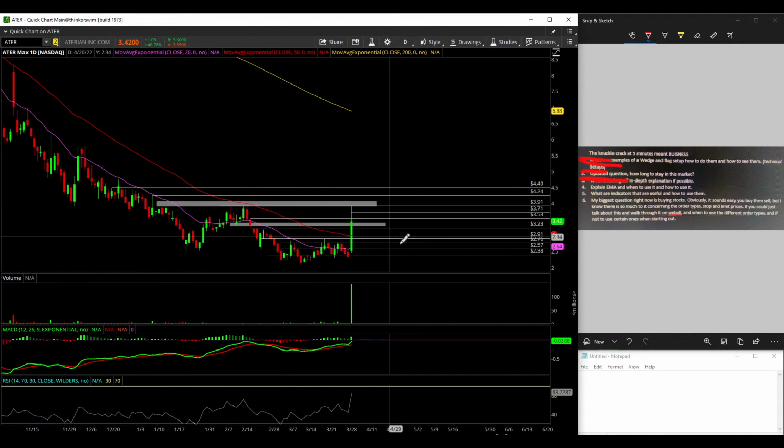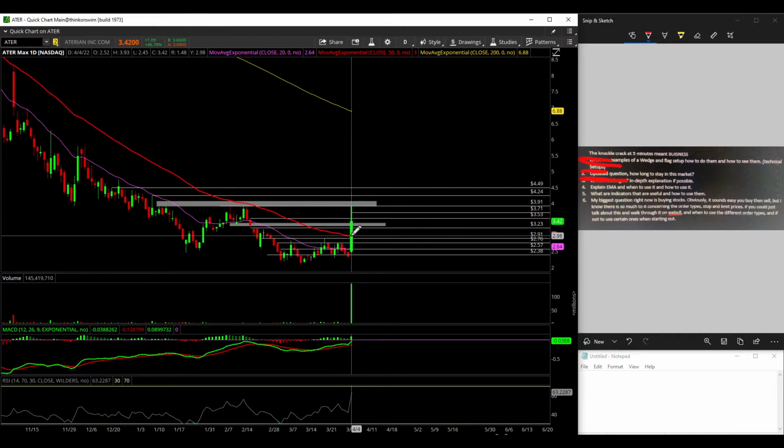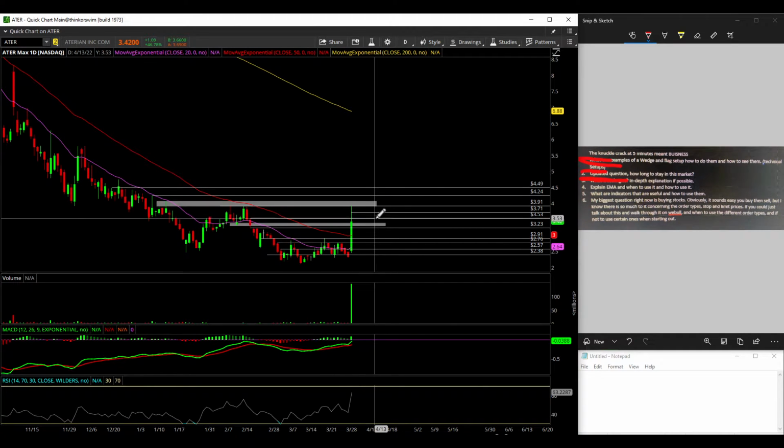So some stocks have a relationship where they can't break over the 50, and when they do and hold it as support, it's bullish. And so there are two types of moving averages. The first one is simple moving averages, which react slower to the price, and then there are exponential moving averages, which move quicker and are more of a magnet to the price.